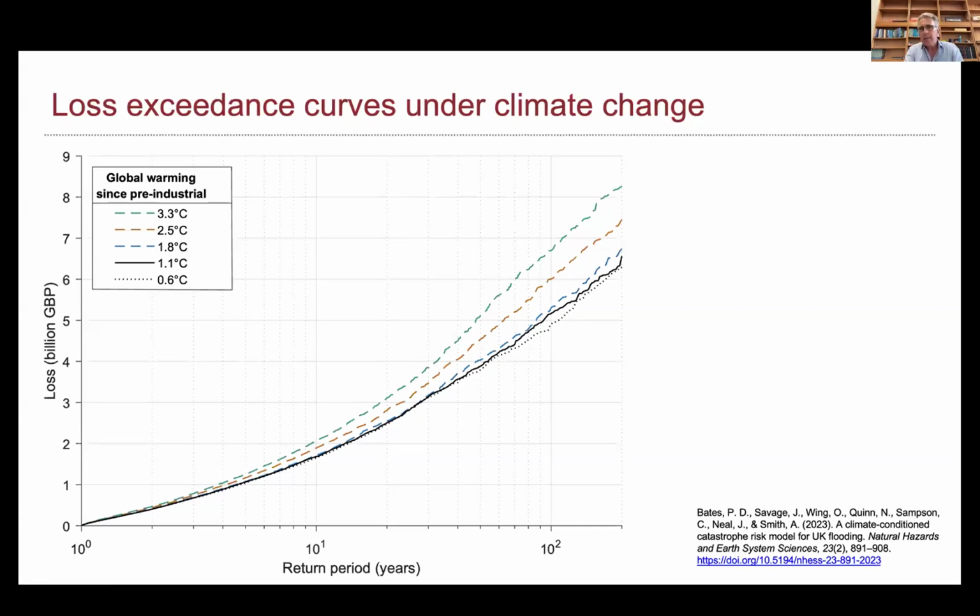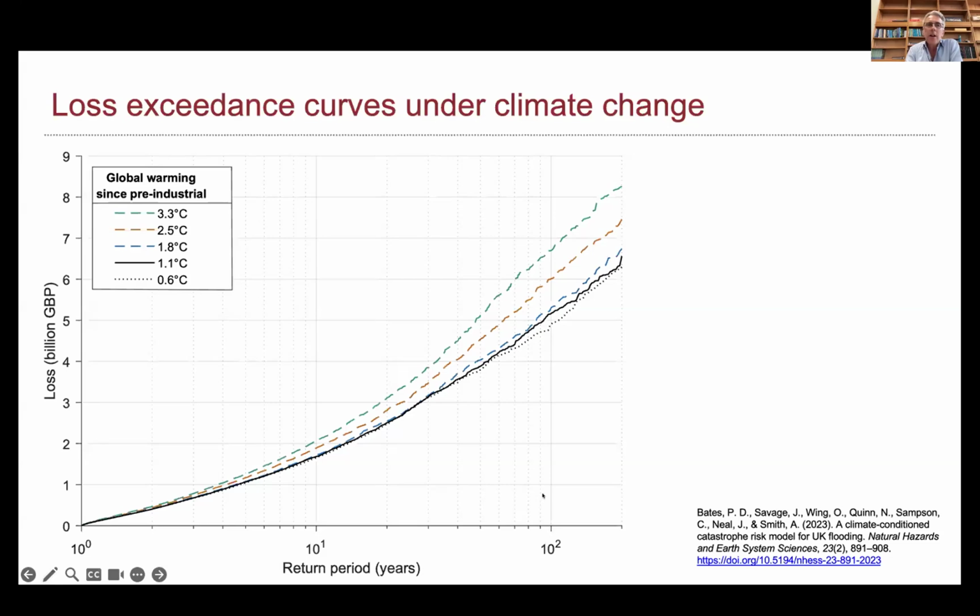And this is what we get then. We have some trust in these results. So this is what it tells us about UK flood losses under climate change. These are loss exceedance curves. You'll get the same thing for quake in the insurance field as well. And this shows the probability exceedance of different losses. So the probability is in years and the loss is in billions of pounds sterling. So 10 to the 2 is 1 in 100 years.